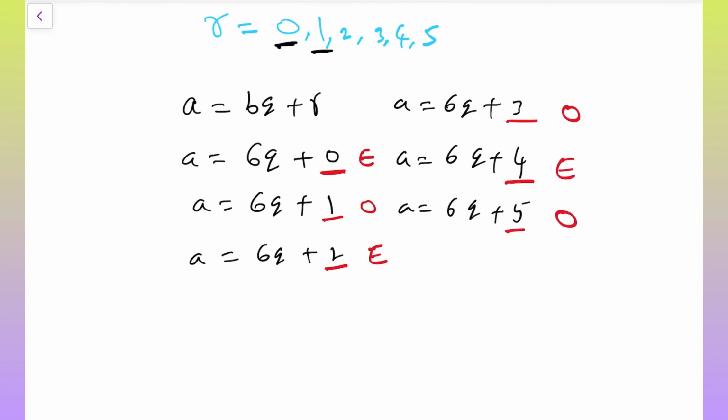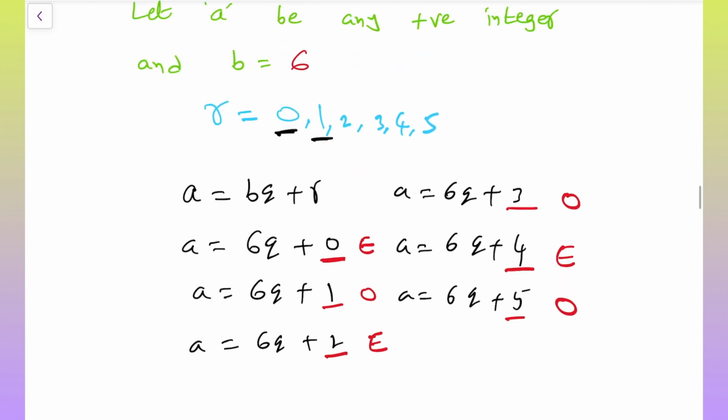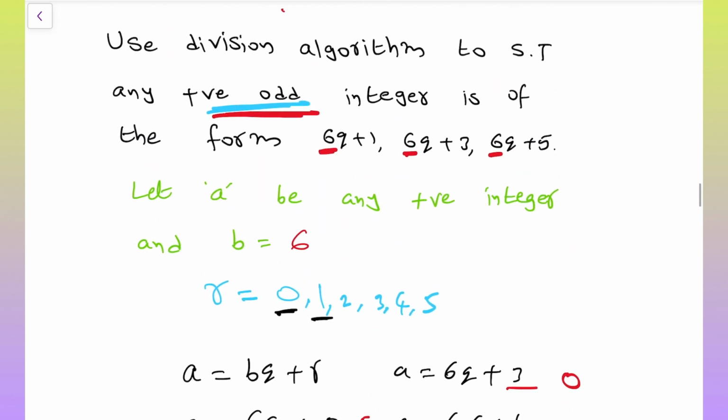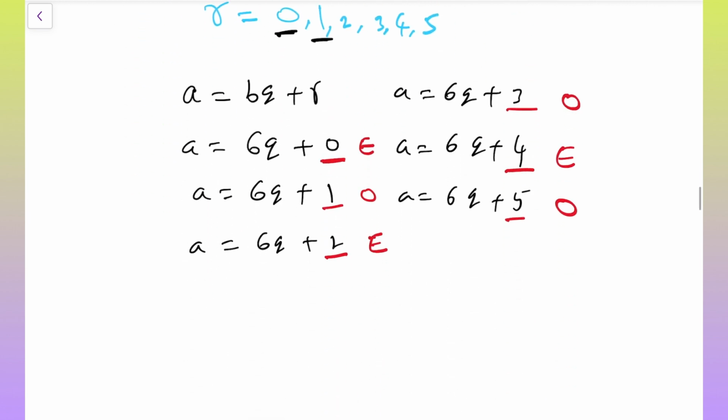So it means we need to confirm the final statement as: every positive odd integer is of the form 6q plus 1, 6q plus 3, 6q plus 5. Finished. If a square is there, then again for these values only we will do squares. If a cube is there, then for those values only we will do cubes also. I will say that also. Okay, check here now.